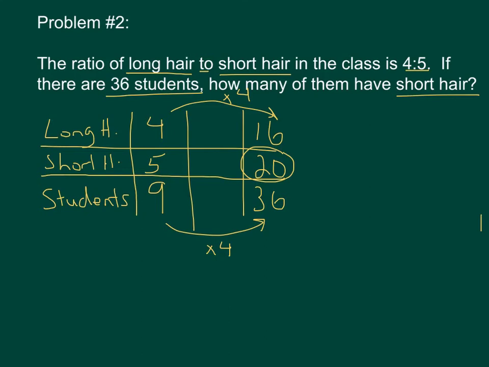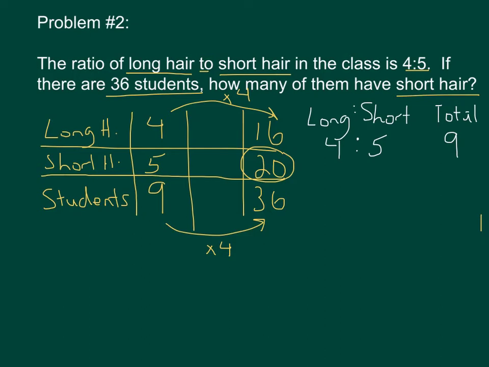Now, again, just like before, if I don't like ratio tables, I don't have to use them. I could go back to the bar diagram strategy again. I could say, well, if I have long hair to short hair, that's 4 to 5. But again, it's mentioning total students. So I'm just going to write total over here off to the side. Right now my total is 9.